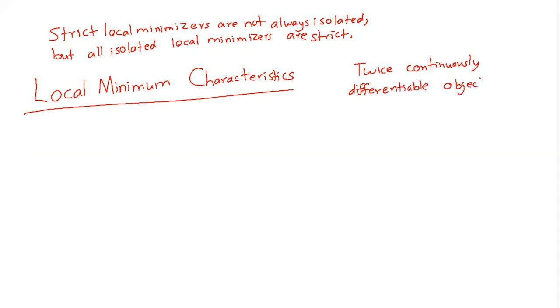Objective functions. These are functions where the first derivative exists and is continuous, and so is the second. There are several math things we just need to put out there. The first one of these is Taylor's theorem.